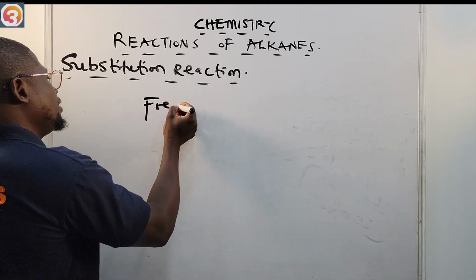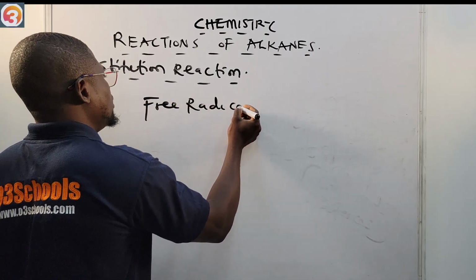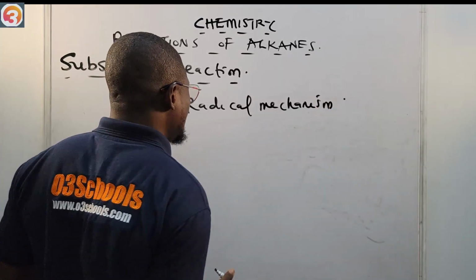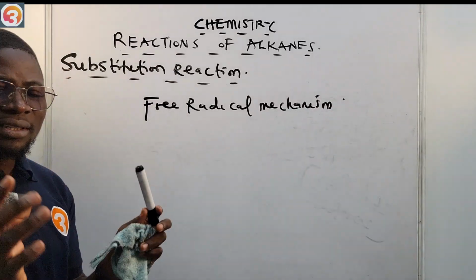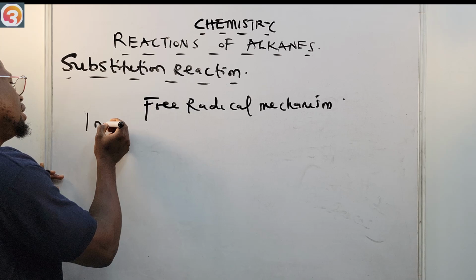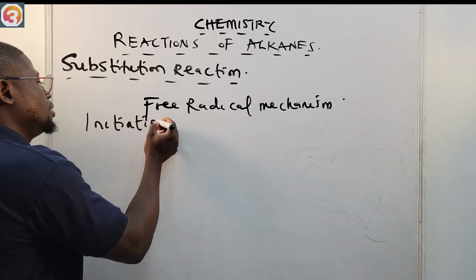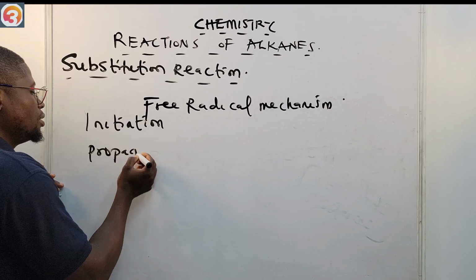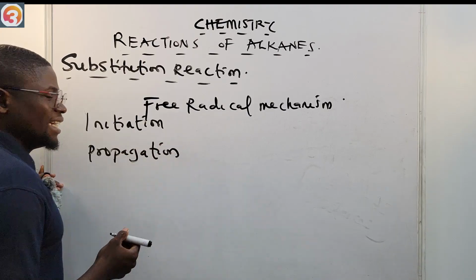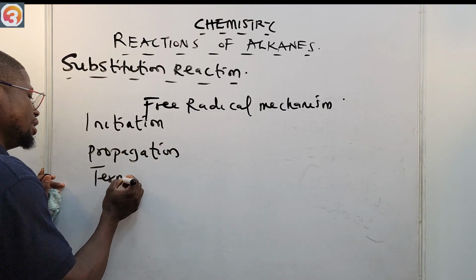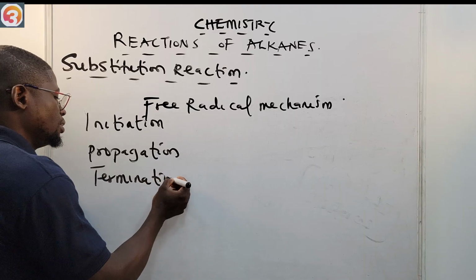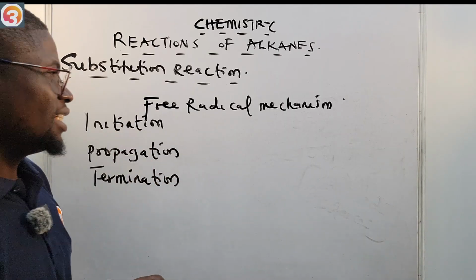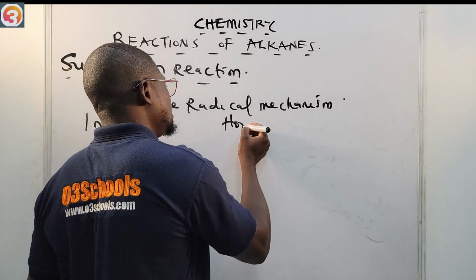Free radical mechanism. In this mechanism we have 3 stages. The first stage we call the initiation stage. The next one is the propagation stage. The third one is the termination stage. The initiation stage we also call homolytic fission.